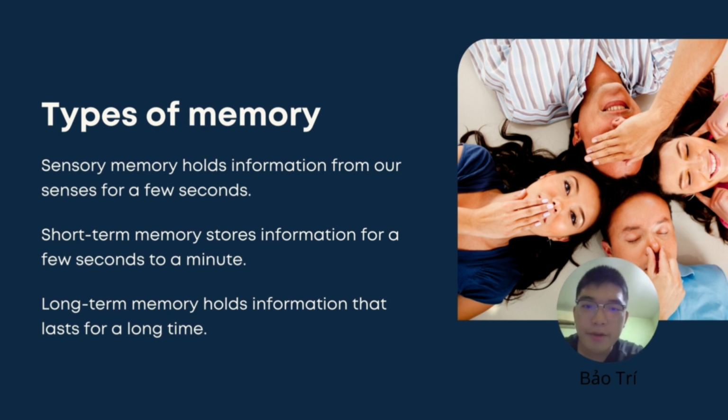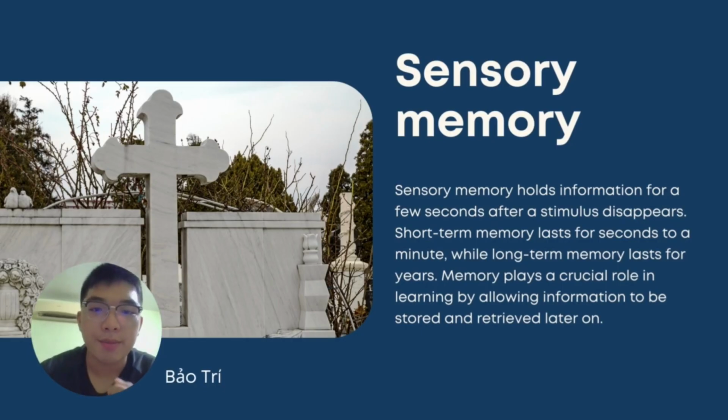For the types of memory, sensory memory holds information from our senses for a few seconds. Short-term memory stores information for a few seconds to a minute, and long-term memory holds information that lasts for a long time. First, sensory memory holds information for a few seconds after a stimulus disappears. Short-term memory lasts for seconds to a minute, while long-term memory lasts for years. Memory plays a crucial role in learning by allowing information to be stored and retrieved later on.